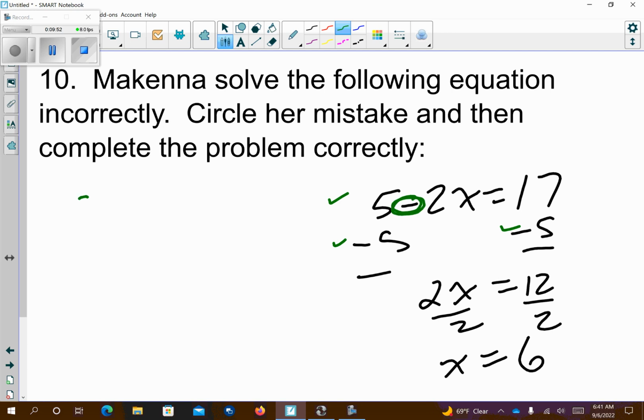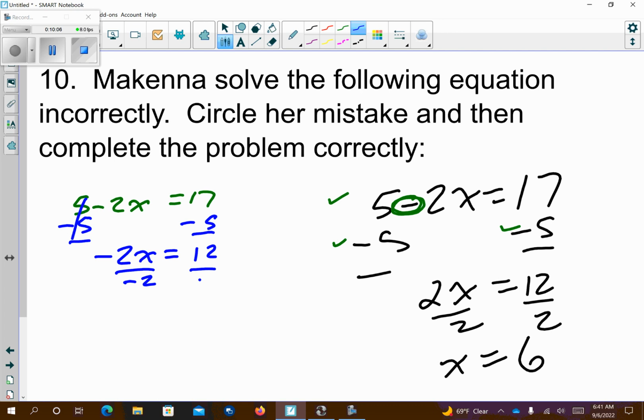So let's come over here and do the correct work. So we agree with the subtract 5 from both sides. That's perfect. This is where the mistake was made, so I'm going to make that correction. Divide each side by -2. So x equals -6. That would probably be 1 point off on our problem if you did that.